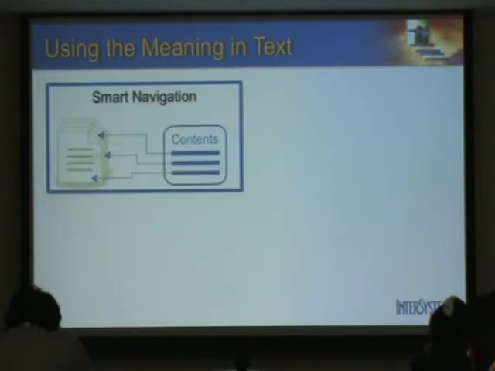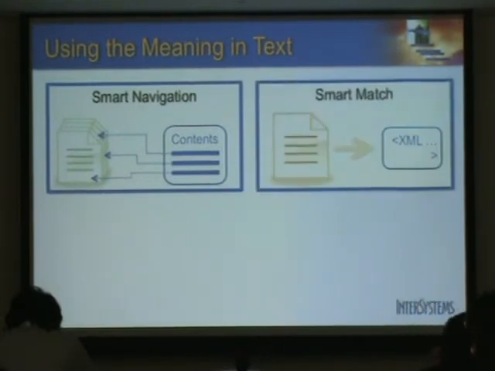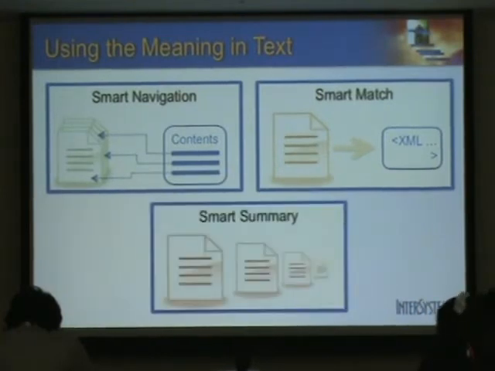What can we do with that? We can do all kinds of things. We can start to navigate documents more intelligently, because as a new document is created, we can examine its content and understand its relationship with other documents. We can do matching, even if the document contents are in different formats. We can do summaries, and this is a really interesting example.